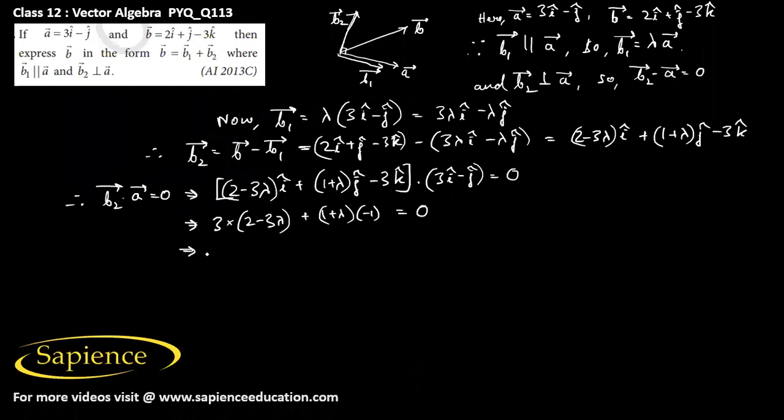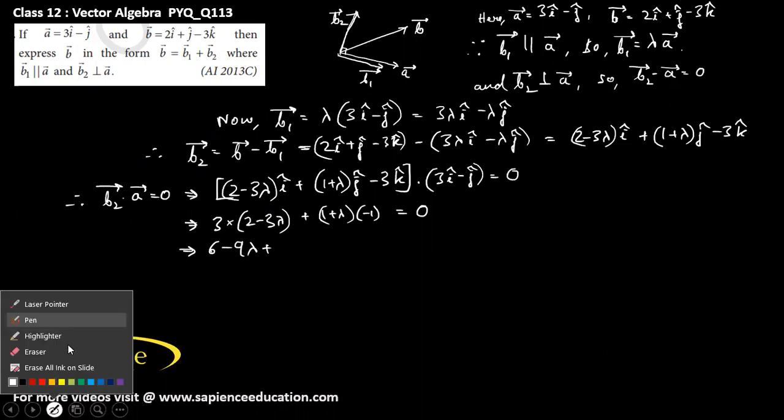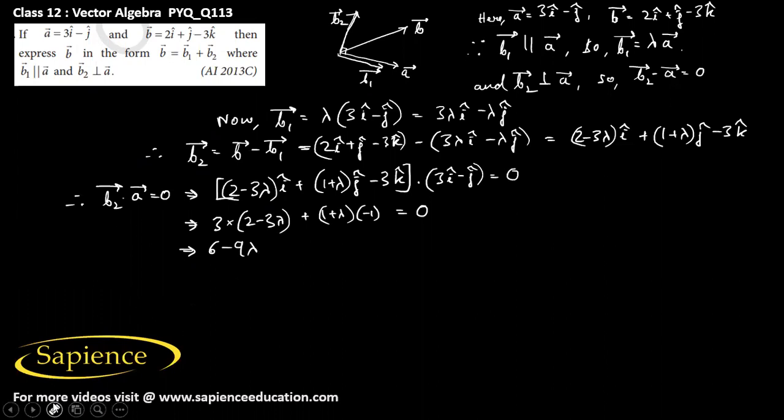So then we will get 6 minus 9 lambda plus, no, it is not plus, it should be 6 minus 9 lambda minus 1 minus lambda, that should be equal to 0. So then we will get 10 lambda equals 5. So then lambda equals 1 by 2.